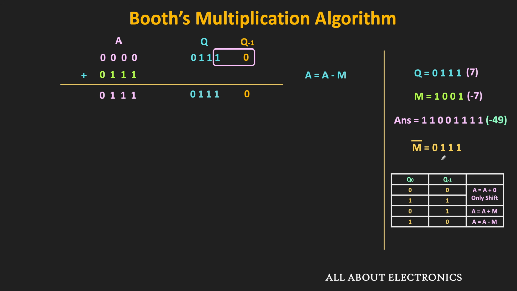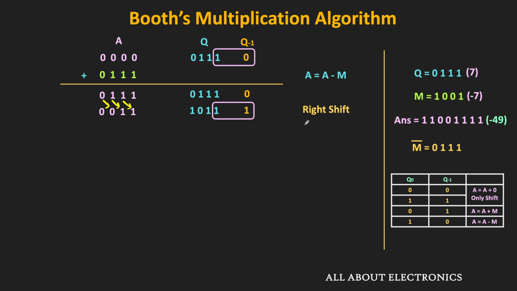So after the addition, the first arithmetic right shift operation will be performed. That means here, the MSB will be kept as it is. And after that, all the bits will be right shifted by 1 bit position. So after the first right shift operation, if we see the content of the Q0 and the Q minus 1, then that is equal to 1, 1. That means here, no arithmetic operation will be performed and directly we will perform the arithmetic right shift operation.